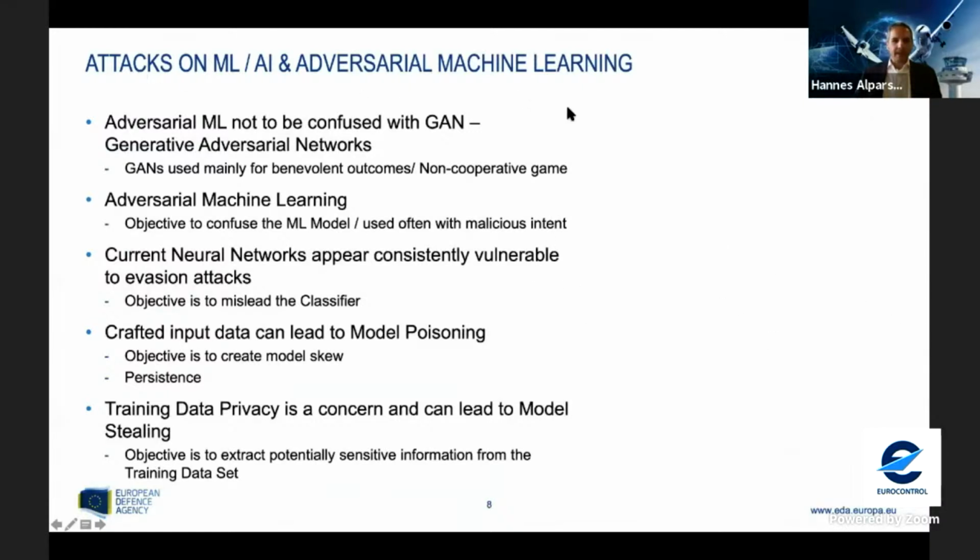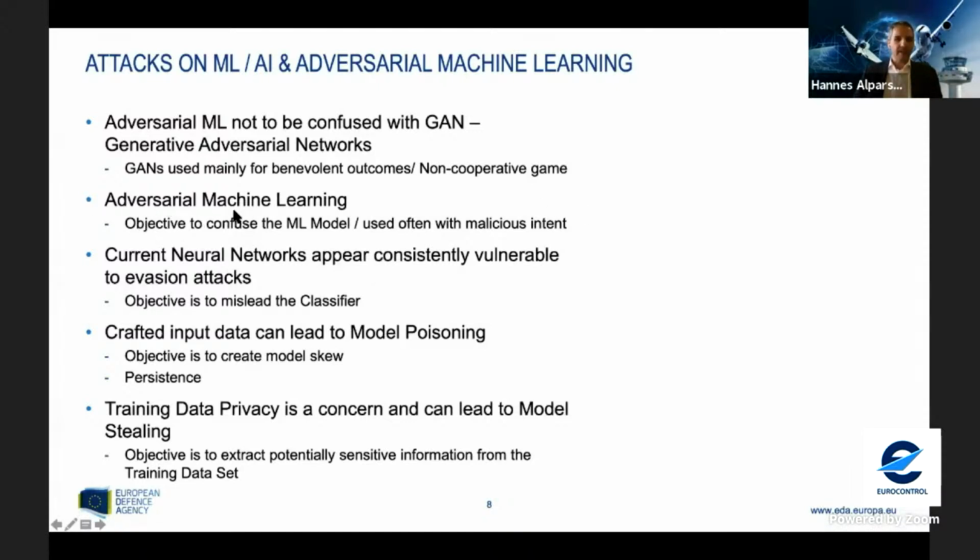So, attacks on machine learning and AI, and adversarial machine learning. This is where we go to the meat of how we can work against these systems. And so to clarify, adversarial machine learning shall not be confused with generative adversarial networks. GANs are mainly used for benevolent outcomes. It comes from game theory, where it's used to train your machine learning model to be more accurate in classifying. So it's a generator and a classifier, and they basically train each other.